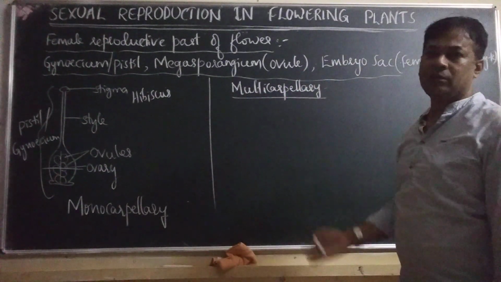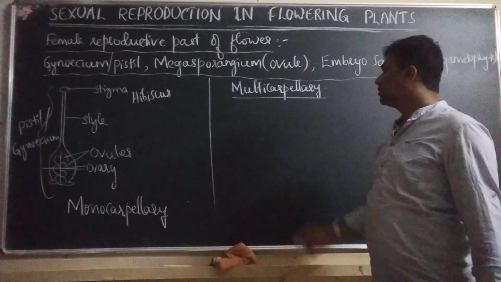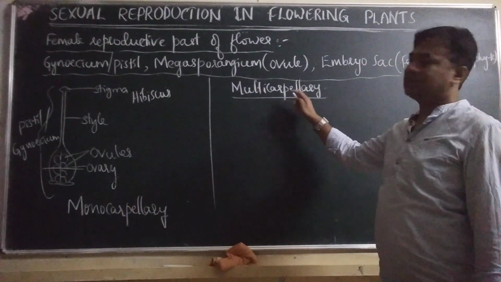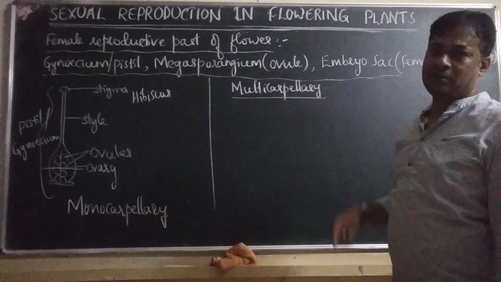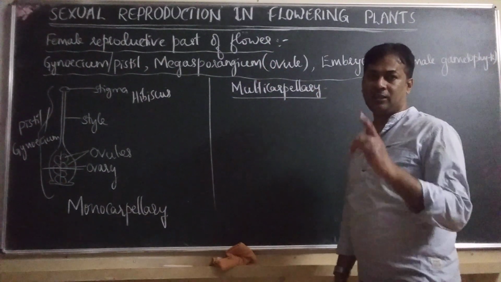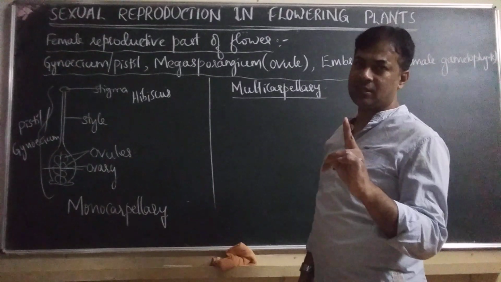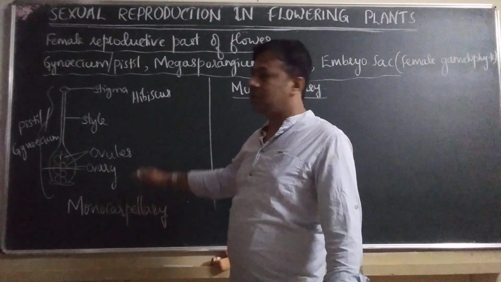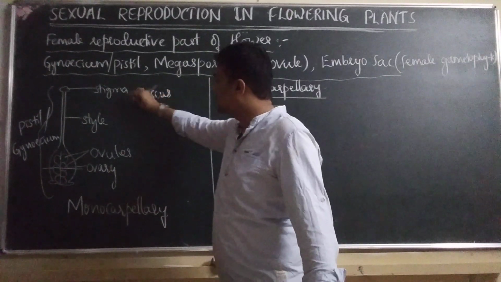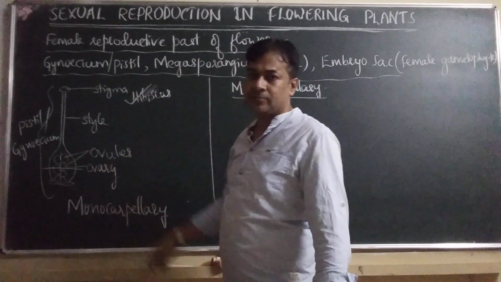Multi means many, more than two, more than one carpel. Gynoecium, sometimes also called pistil, is also called carpel. So, if a single gynoecium or single pistil or single carpel is there, then it is monocarpellary, as it is in hibiscus. This is the example of hibiscus.